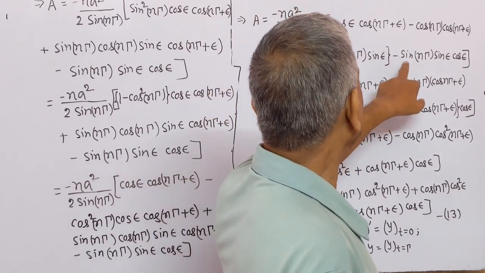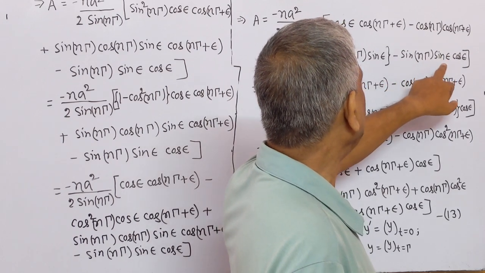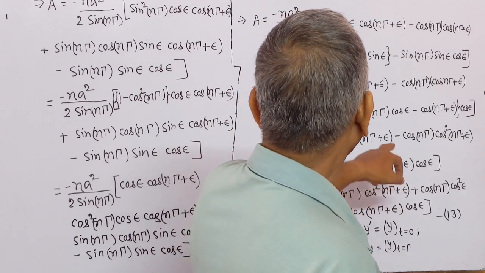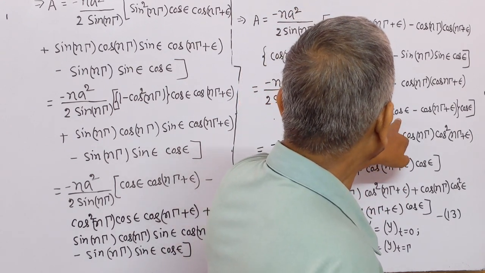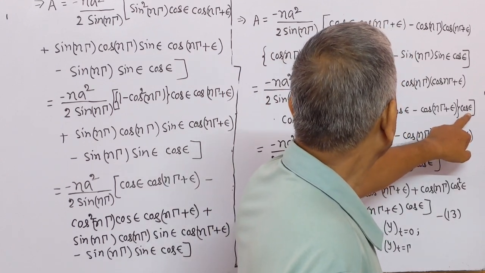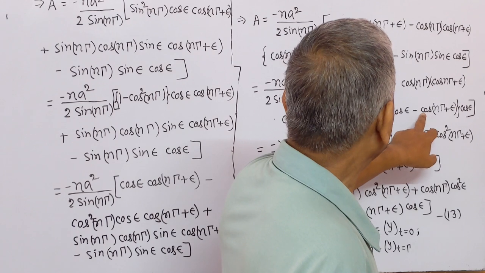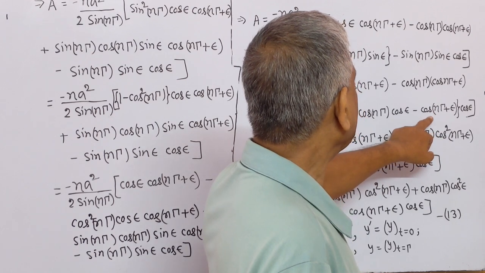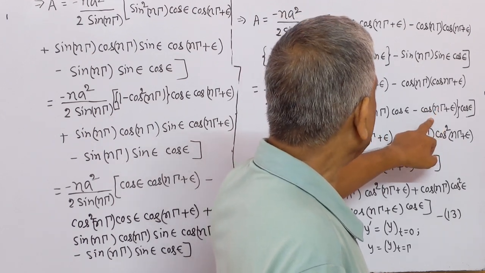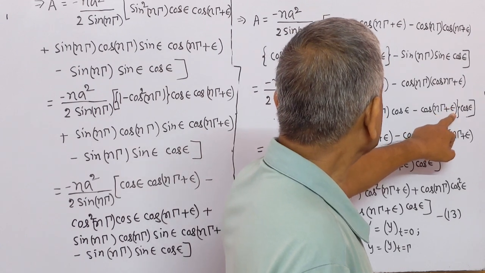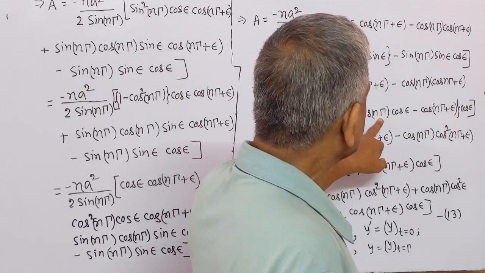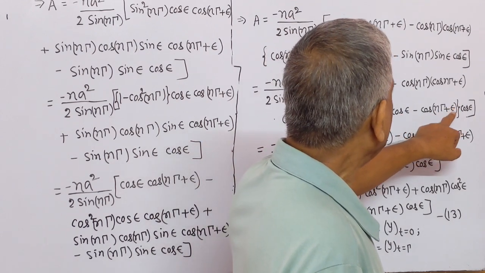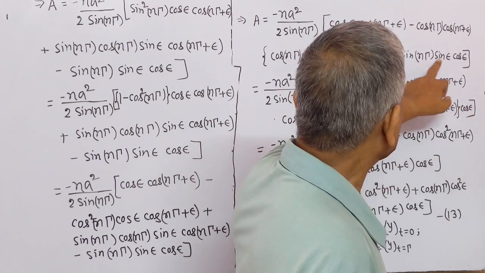minus, here we only have the term sin n2 sin epsilon cos epsilon. So for this we write here cos n2 cos epsilon and multiply cos epsilon, and here we write minus cos(n2 plus epsilon). If we expand this, we will get minus cos n2 cos epsilon, this cancels out, and remains here plus sin n2 sin epsilon and multiply cos epsilon, the same thing.